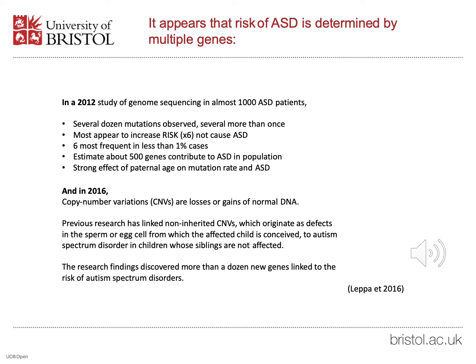These alleles are inherited from parents, and there appears to be an effect of the paternal age of the father on the mutation rate and the incidence of ASD. So older fathers are more likely to pass on some of these alleles to their offspring than younger fathers.